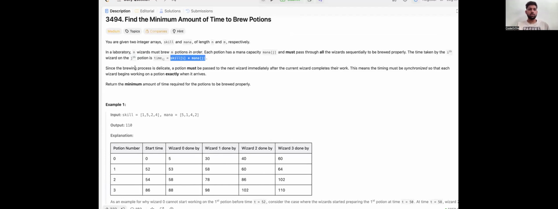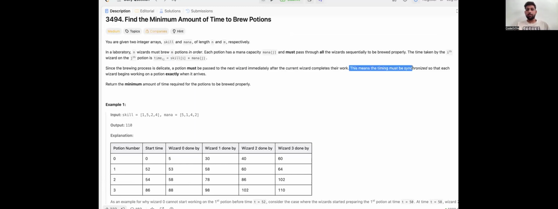Since the brewing process is delicate, a potion must be passed to the next wizard immediately after the current wizard completes their work. So, let's say that the current time is T and wizard i just completed his work. So at T only, wizard i plus 1 must be assigned that work. So the complete time of wizard i must be equal to the start time of wizard i plus 1. That's what the question is asking.